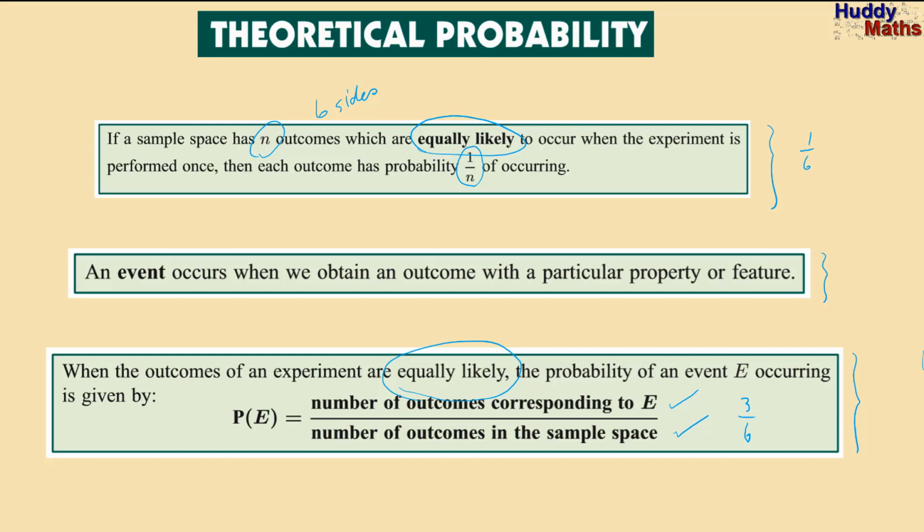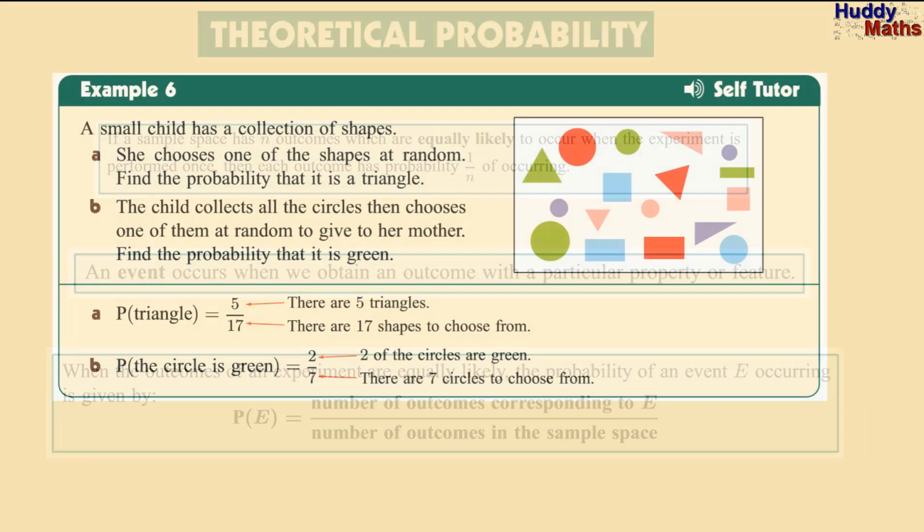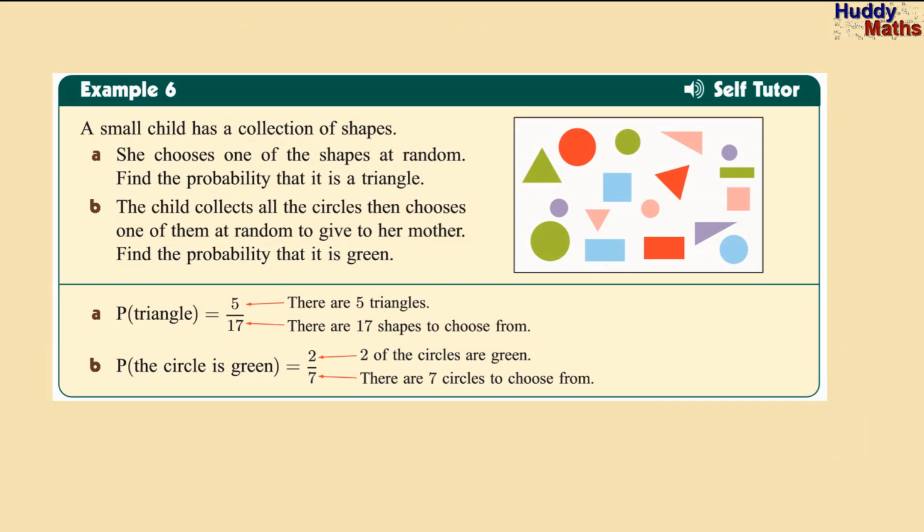All right, let's start using some of those words, because when we use them in math land, everybody knows what we're talking about, rather than having to explain it in detail. All right, let's go on now. Here's an example. A small child has a collection of shapes. Here is the collection of shapes. She chooses one of the shapes at random. Find the probability that it is a triangle.